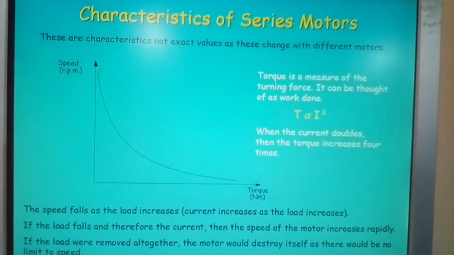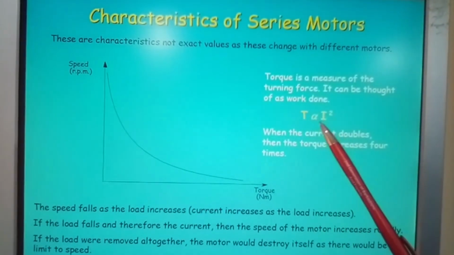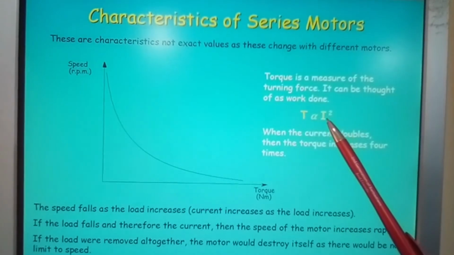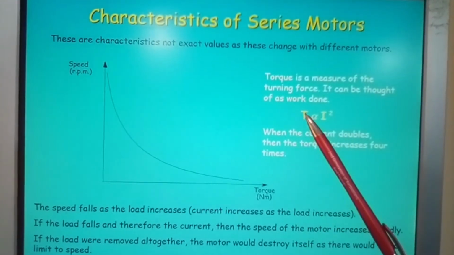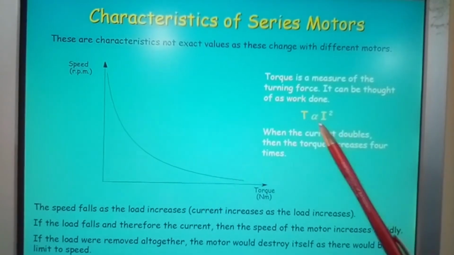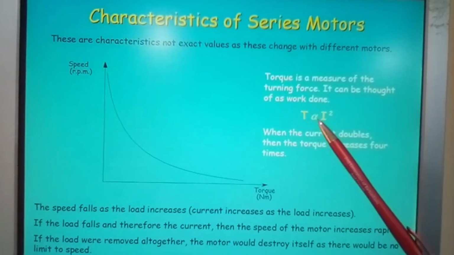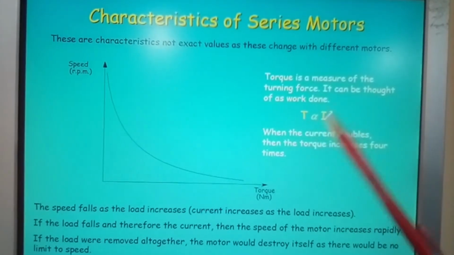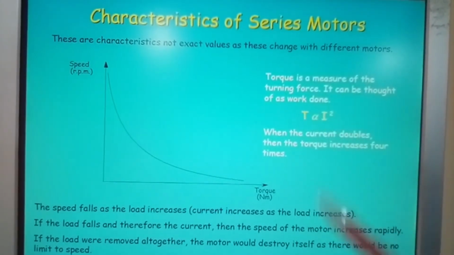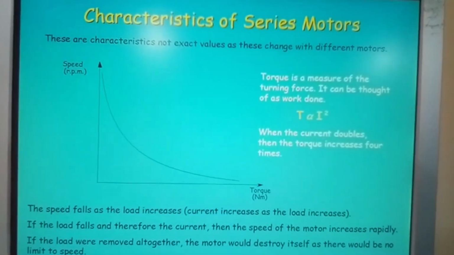Now here you have, for me here, T proportional to I squared. So T is torque, so you can increase the torque by increasing the current. But again, you will need to find what you know about the symbol. For me, I'm just going to refer to it as proportional because the current can change.